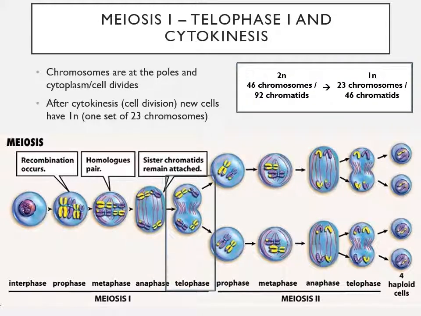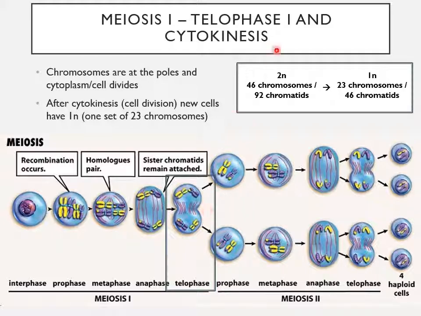Now during telophase, this is when the cell membrane starts to pinch in, just like it did in mitosis. The cell is starting to divide, so the chromosomes are at the poles and the cytoplasm is dividing during telophase. Cytokinesis, again, is the splitting of that cell all the way through the middle and splitting into two different cells.